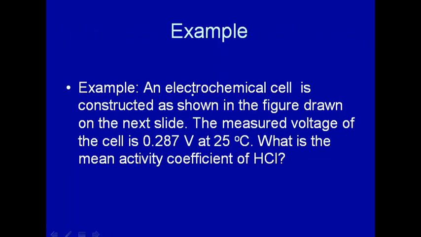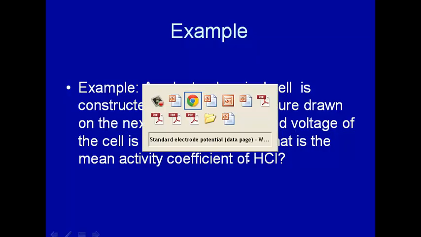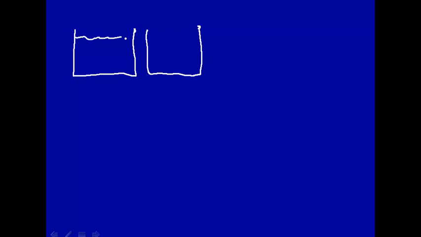Let's construct an electrochemical cell, and let's measure a voltage, and let's measure the activity coefficient of HCl. Well, let's first talk about what that cell looks like. Maybe you remember from introductory chemistry, typically you have a half reaction, and the two half reactions are separated in two different beakers, and you electrically connect these two beakers with a salt bridge.